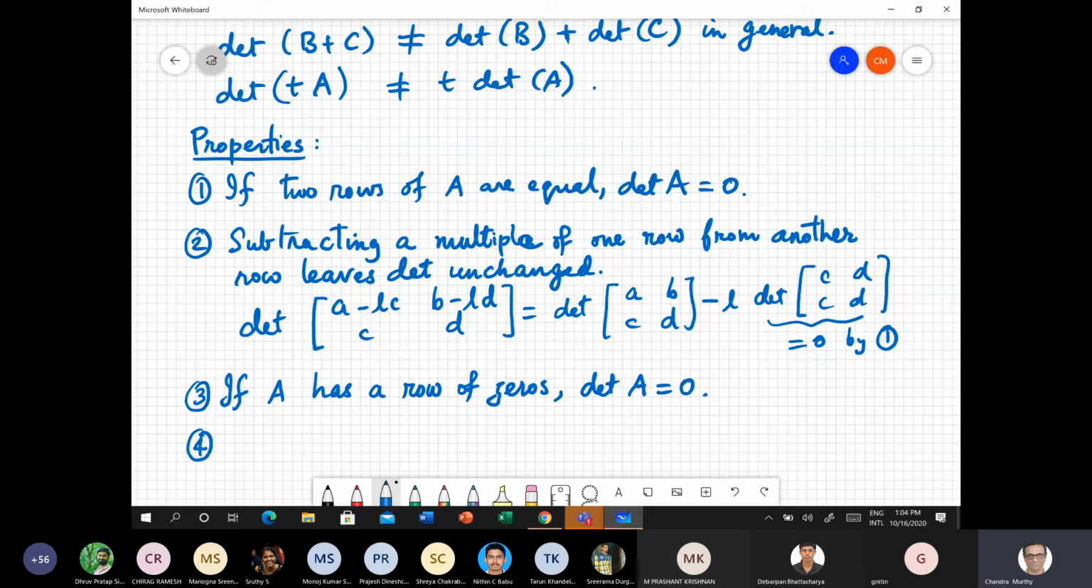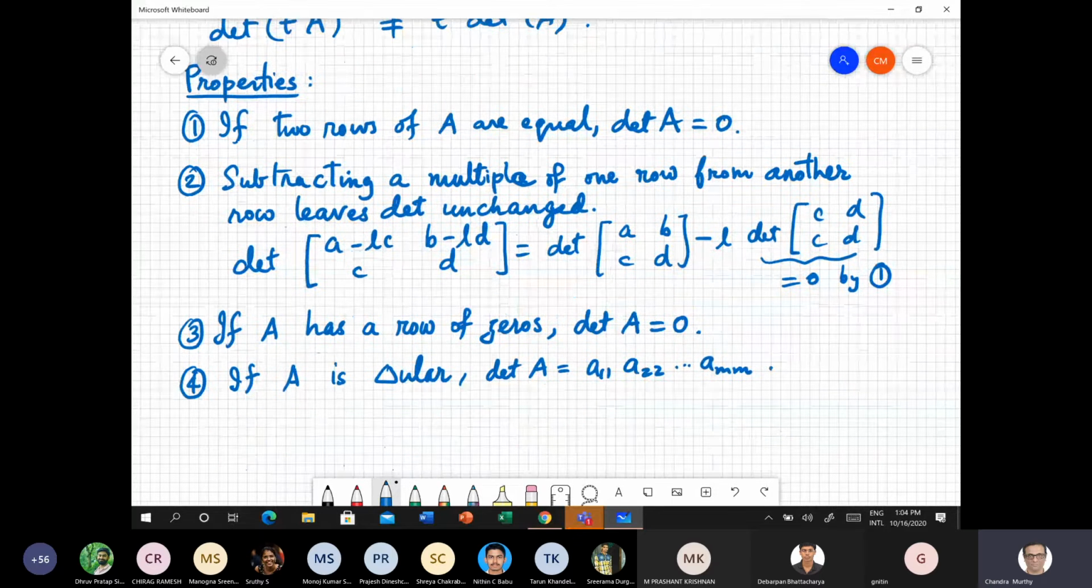This is a property I already said, which is if A is triangular, then the determinant of A is the product A11, A22 up to AMM. Okay, so basically for triangular matrices, the determinant can be obtained by just taking the product of the diagonal entries.